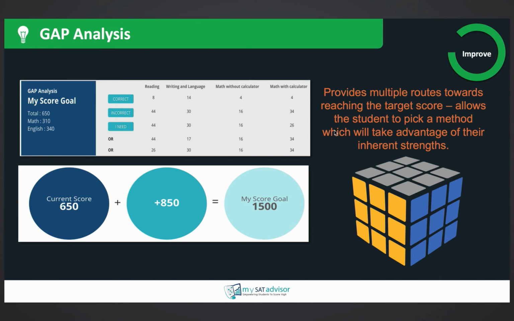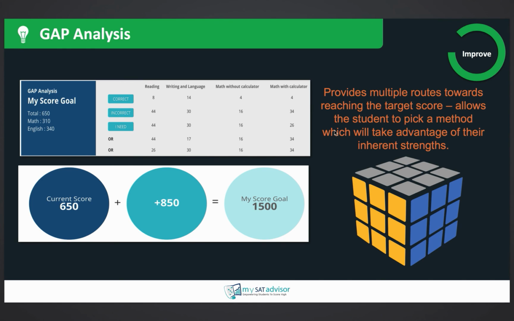And finally, we get to our gap analysis. So obviously students, if they have their practice and they have all their analysis, they want to know, where do I go from now? Because I have an end goal, I have a target score. So what this does is give, as we see in the picture at the top, about 3 different approaches for how you can achieve your target score. And what the student can do is pick a method that will take advantage of their inherent strengths.